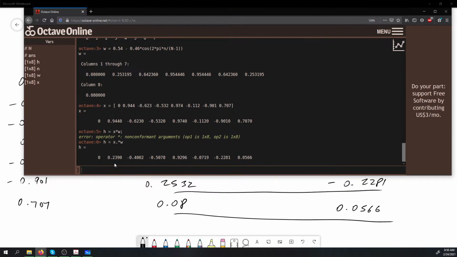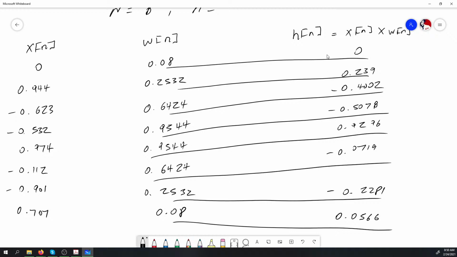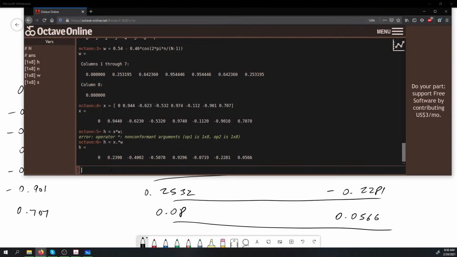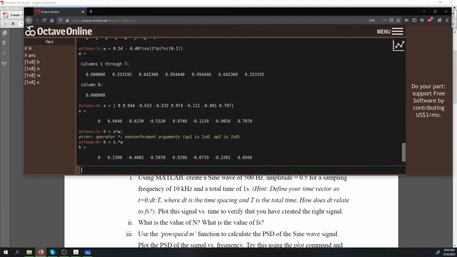So yeah, this basically gives us all the values calculated out first, and we can just verify these values here that we just loaded. These automatically calculated values are the result of the window function being multiplied by the original signal. And the question here was asking us to repeat the question and just note any improvement in the result. Well, we don't need to go back and do all that FFT itself. We can just compare it immediately here using Octave.